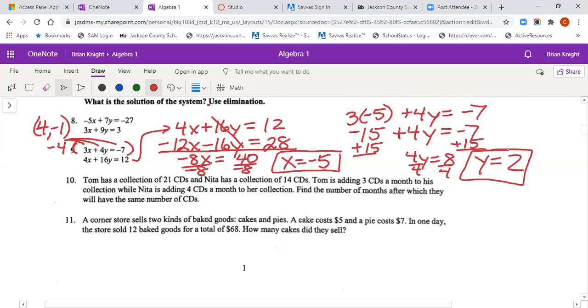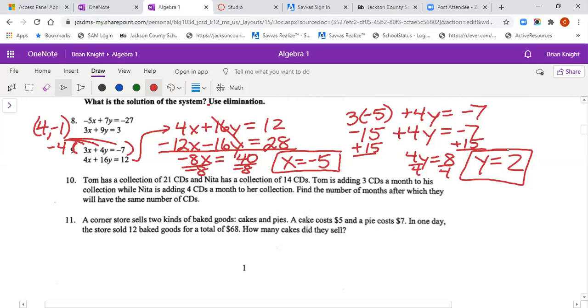Everybody good? All right. So the rest of your problems, because you're honors, are word problems. But you get to solve this system however you want to. Okay? What's wrong? I messed up? Oh, easy word problems. Exactly. All right.